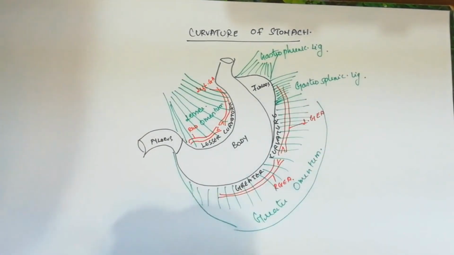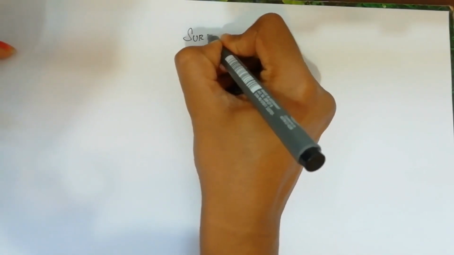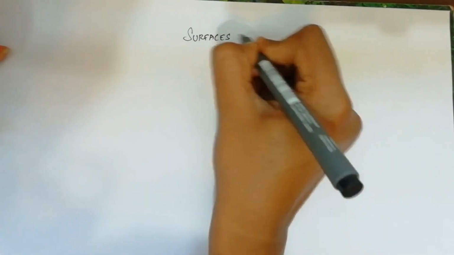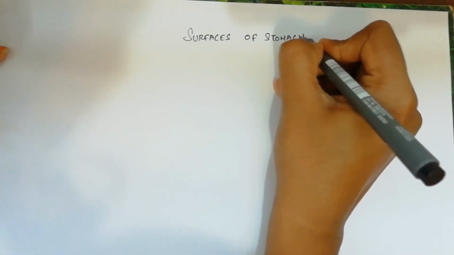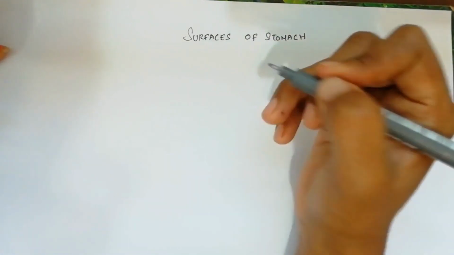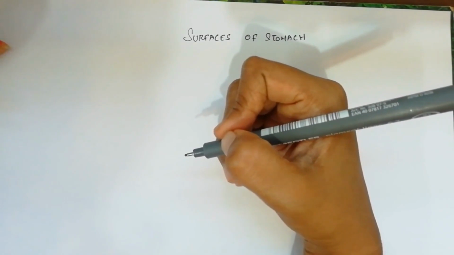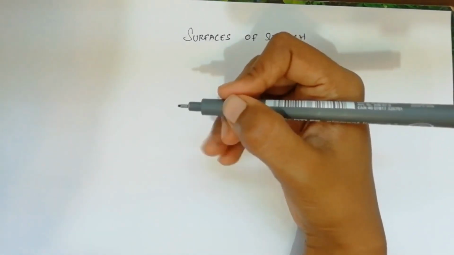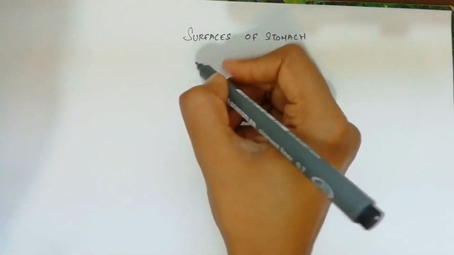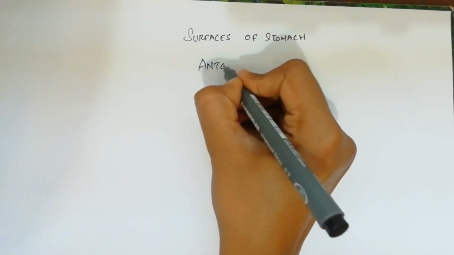Now we will move on to the surfaces of the stomach. To talk about the surfaces of the stomach, you already know we have two surfaces: the antero-superior and the postero-inferior. The antero-superior is related to some structures, and the postero-inferior is related to many structures. So first we will move on to the antero-superior surface.